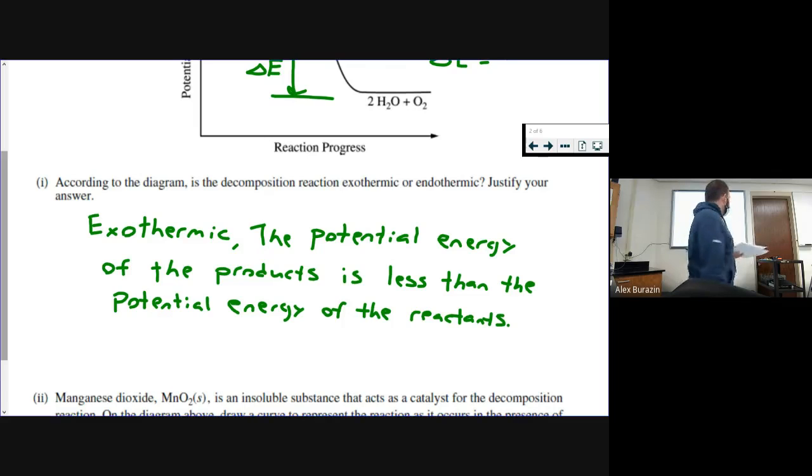There was less potential energy. Yeah, that'd be fine too, right? Because our x-axis is reaction progress. So yes, as the reaction progresses, there's less potential energy in the system.